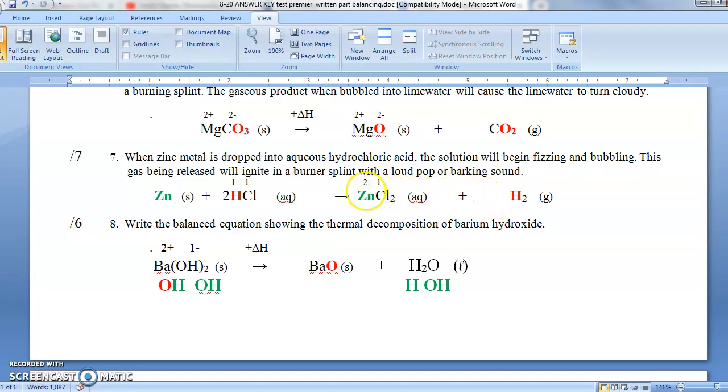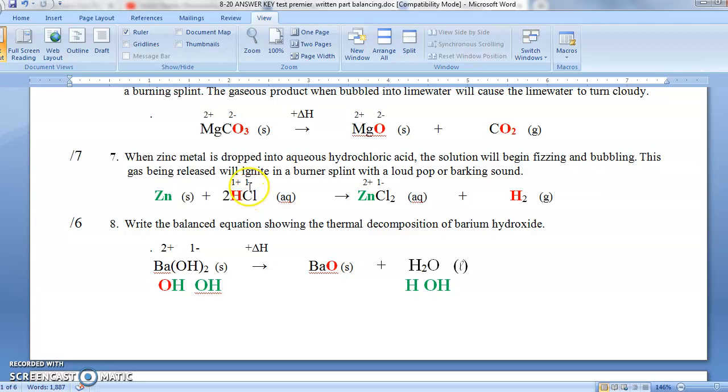This is going to be a single displacement reaction. They didn't really tell us that, but aqueous hydrochloric acid is one of our 6 strong acids. Where do they get the formula for hydrochloric? Hydro is telling you that it is a binary acid. Hydro is the key prefix to tell you it's binary. So when it's a binary acid, chloric would be chloride, and as an acid, acids always have a hydrogen out front.